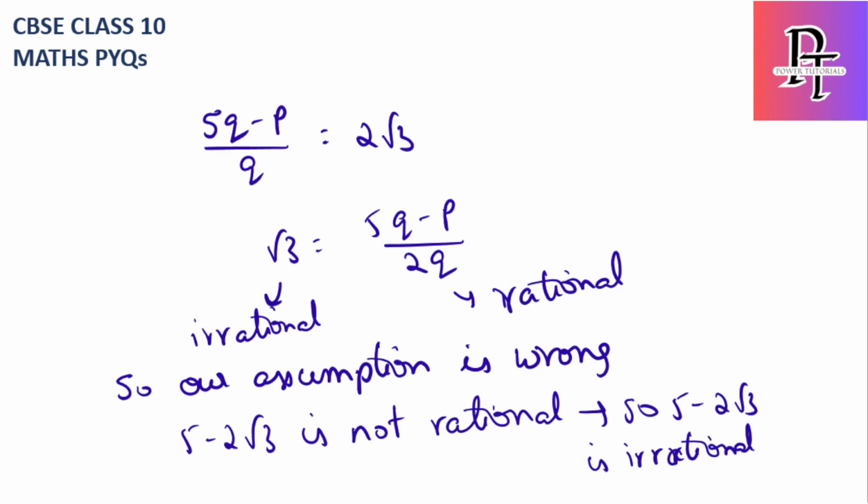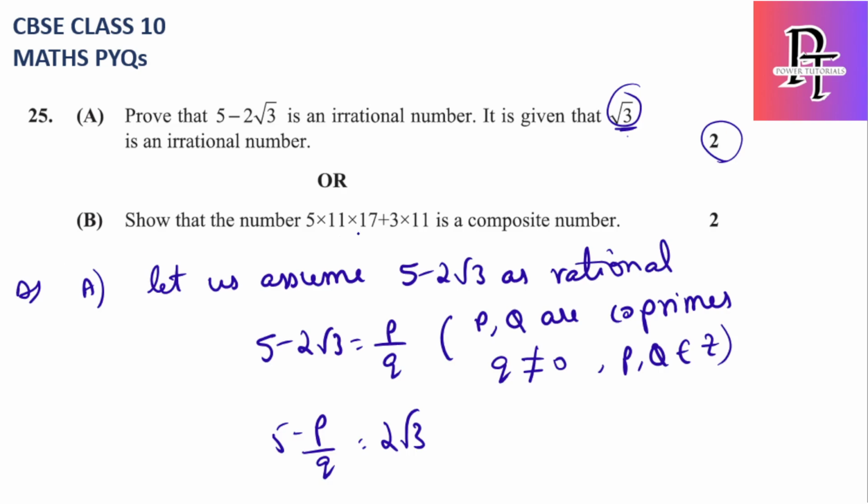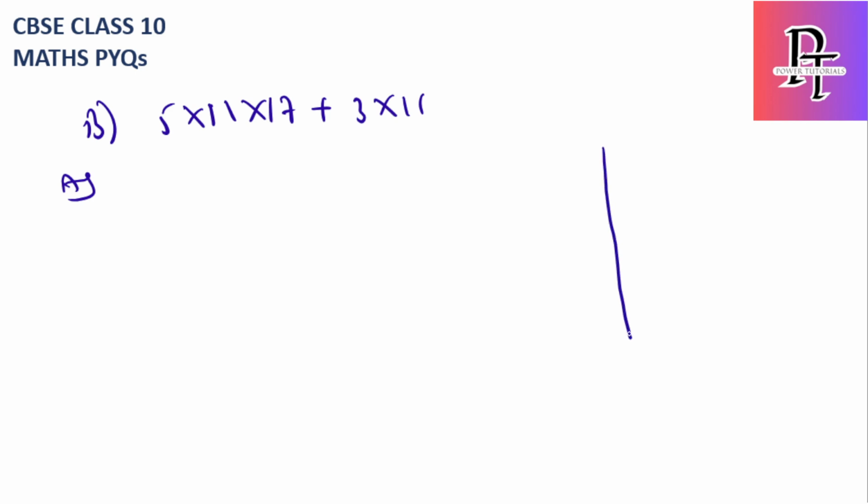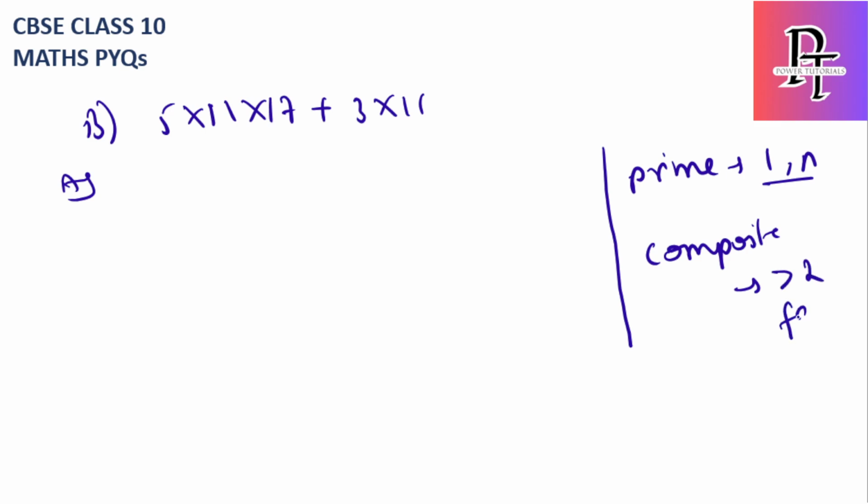Okay, let's solve the B part. 5 into 11 into 17 plus 3 into 11. So first of all, understand what a composite and a prime number is. A prime number will have only 1 and the number itself as factors, whereas a composite number will have more than 2 factors.